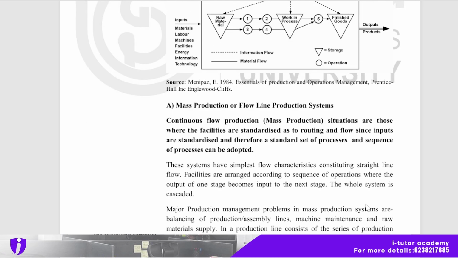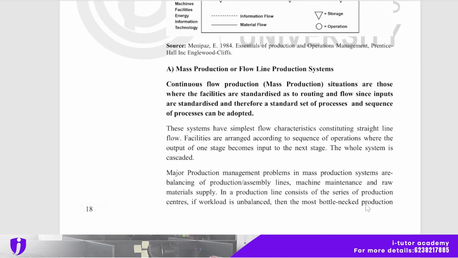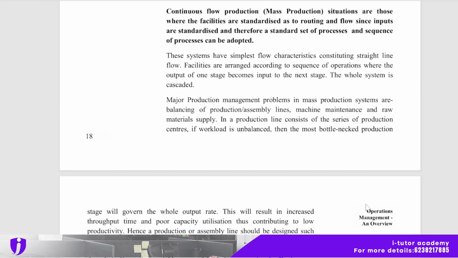Okay, so mass production or flow line production system, it's a continuous flow production or mass production situation, where the facilities are standardized as to routing and flow, since inputs are standardized and therefore a standard set of process and sequences of process can be adopted. These systems have the simplest flow characteristics, constituting straight line flow, and facilities are arranged according to sequence of operation where the output of one stage becomes input to the next stage. The whole system is cascaded.